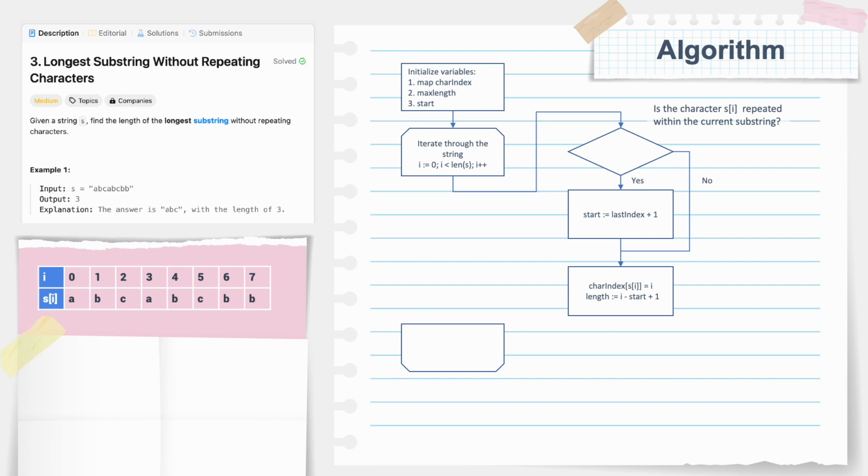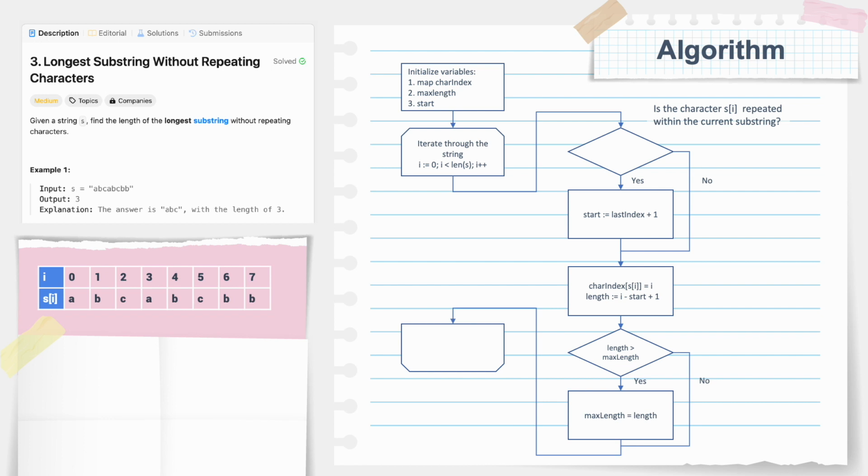Calculate the length of the current substring. Check if the current substring length is greater than the current max length. Update max length if yes. And in the last step, return the max length, which represents the length of the longest substring without repeated characters.